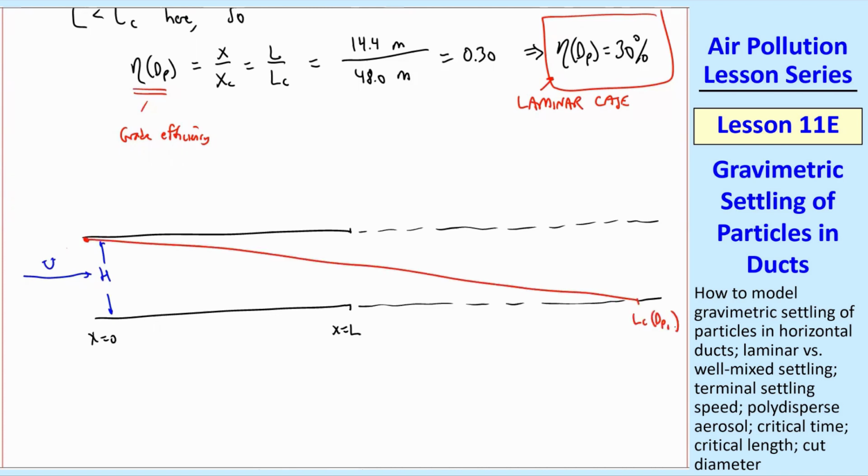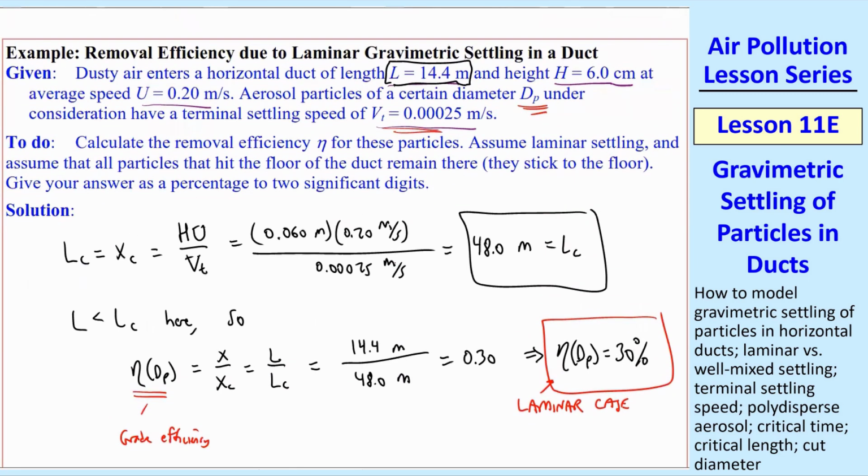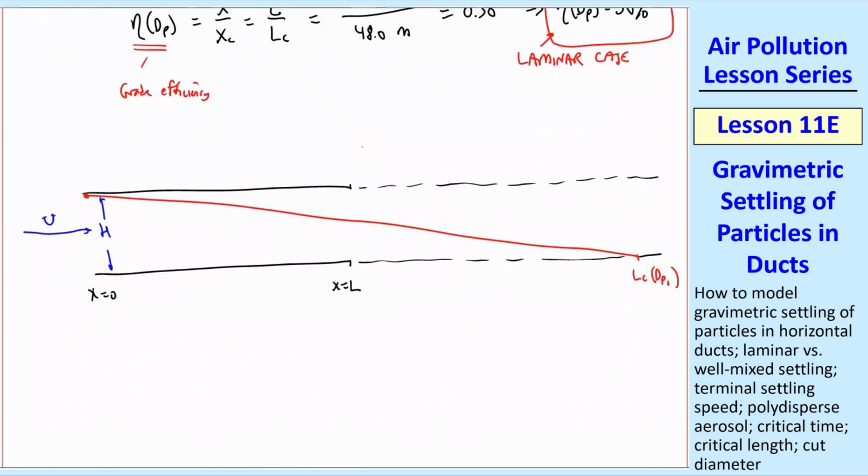Call that dP1, which is the particles that we are looking at where we had 30% cleaning. It looks more like 50% on my sketch here, but imagine that that's 30%. I ran out of room on the right. So this is LC for dP1. If we had heavier particles, this would be LC at some other diameter dP2.